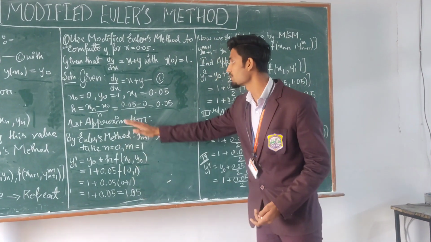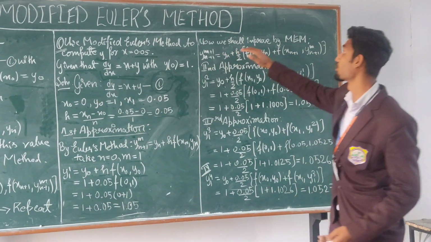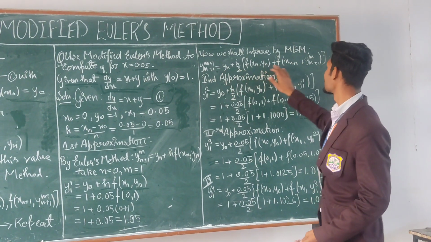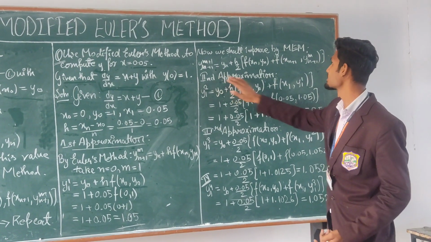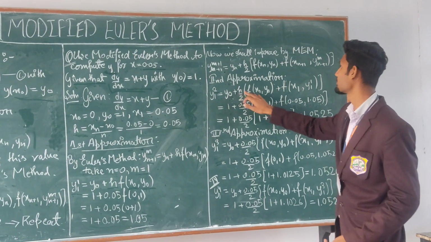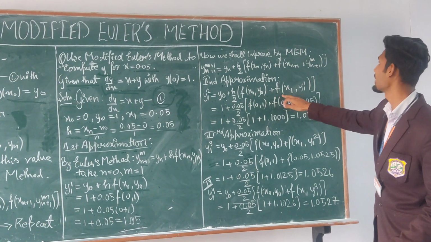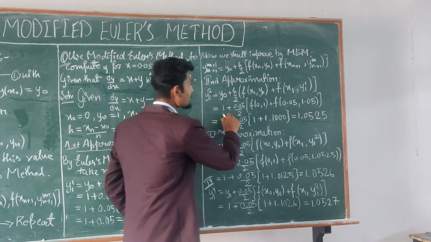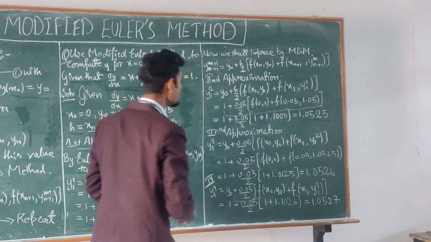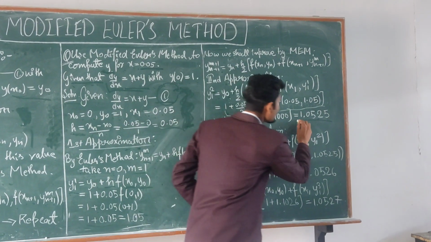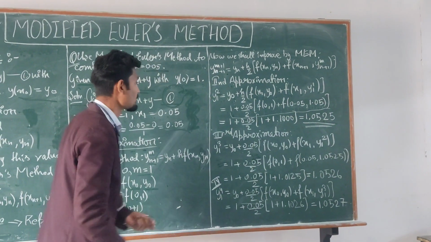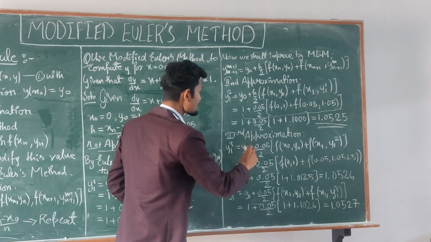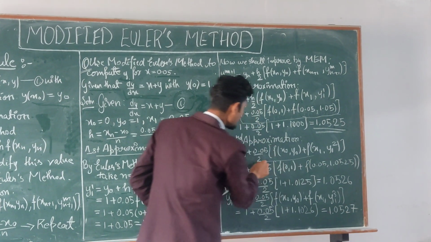The value which we found as the first approximate value, we modify with the help of the modified Euler method. Putting in the formula and the values to find the second approximate value, y1 is equal to y0 plus h/2 [f(x0, y0) plus f(x1, y1)]. Putting all these values in this formula, we find the value of the second approximation, which is 1.0525.